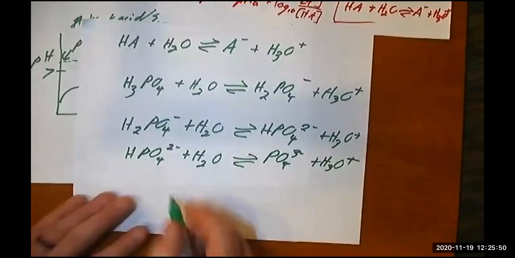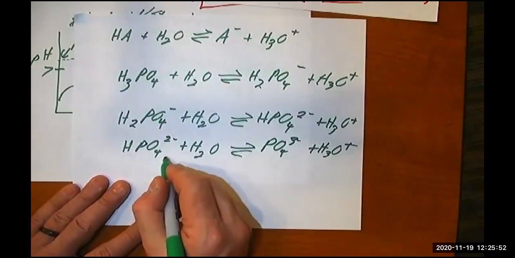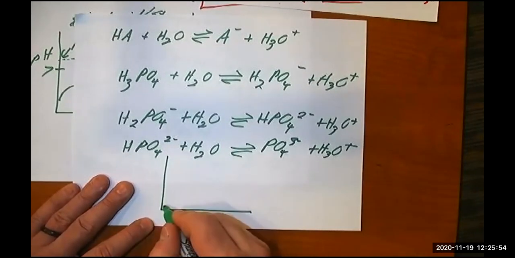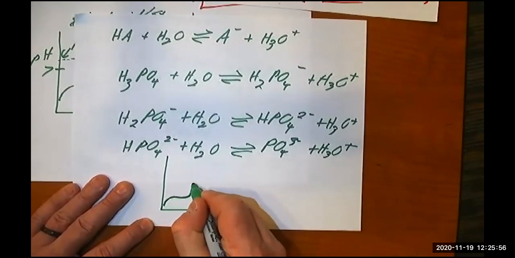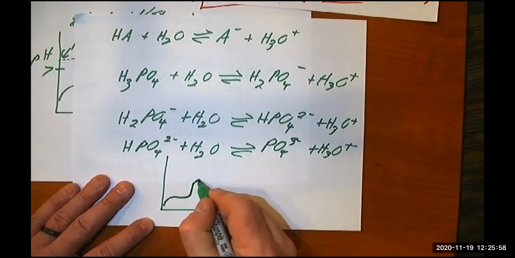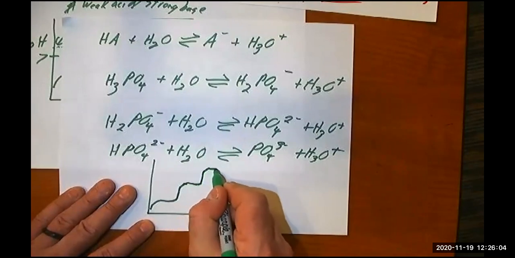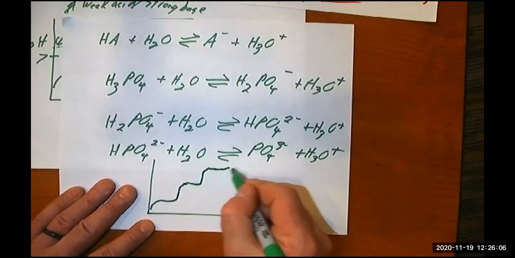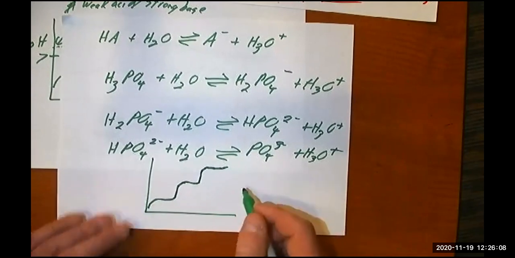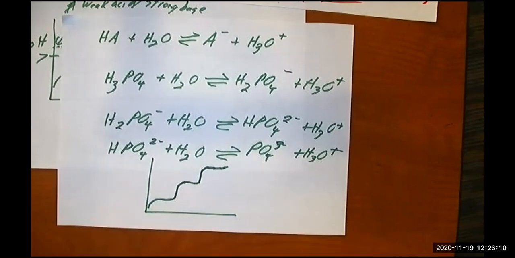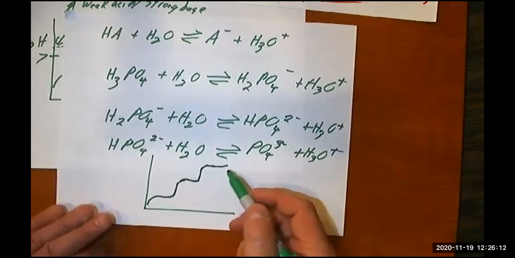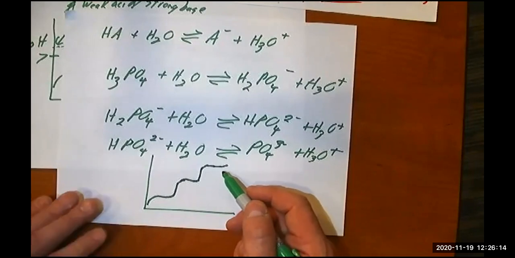And when we look at the titration curve for this compound, you have one buffer region, an equivalence point, a second buffer region, another equivalence point, and a third buffer region. And then there is an equivalence point up here, but you just don't see it because you're running up against the highest pH you can get because of water.